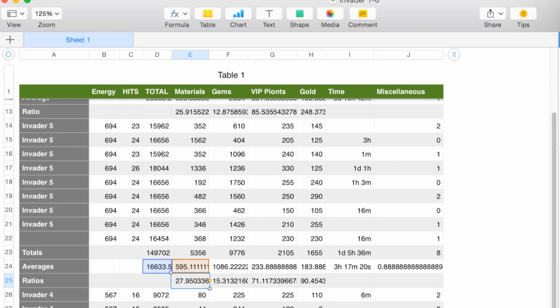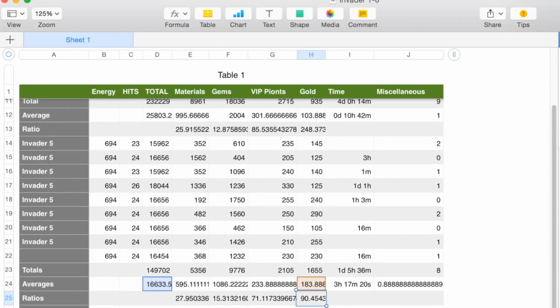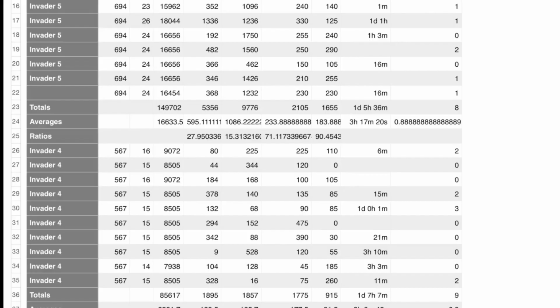Interesting note, if you want VIP points and gold, it's more cost effective, especially gold, way more cost effective to go for 5s than it is 6s. I'm not sure why that is. It could just be my data points. But we got some pretty good numbers, because if you look at the amount of attacks that I had, we got a lot of numbers here that I put in this.